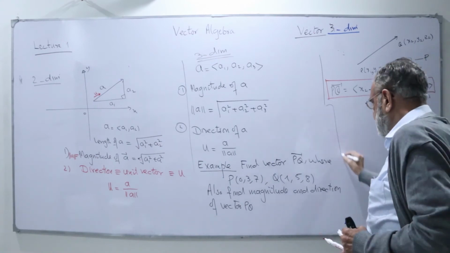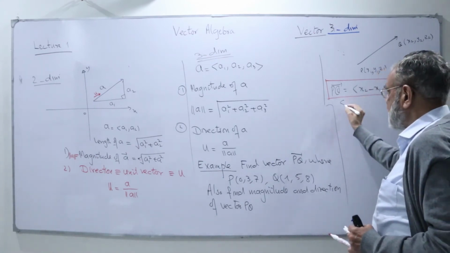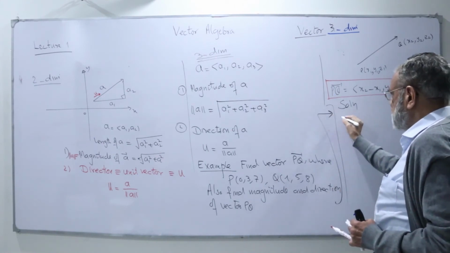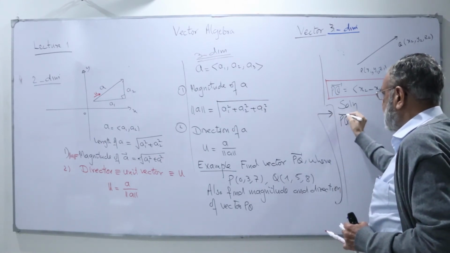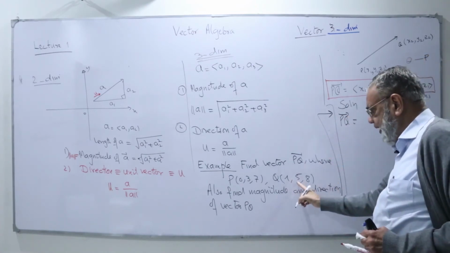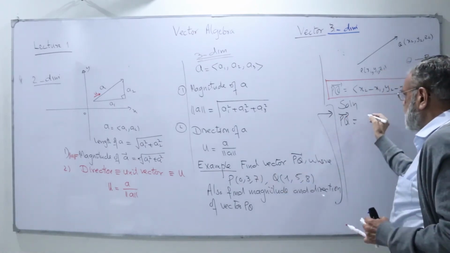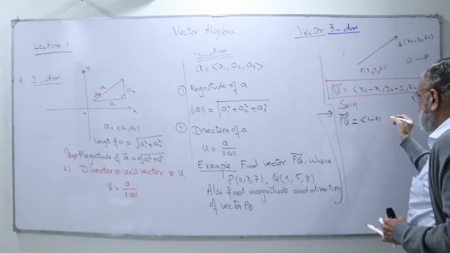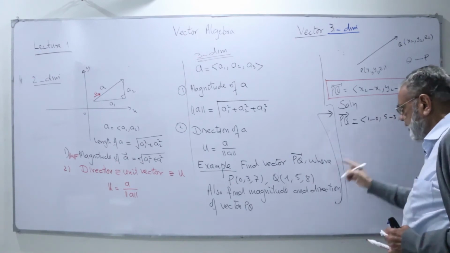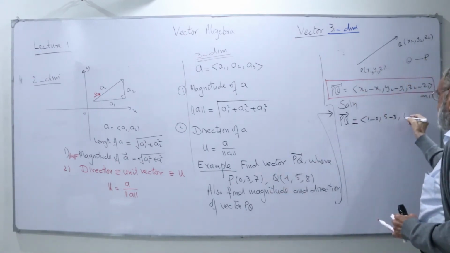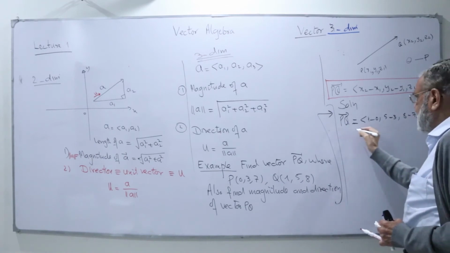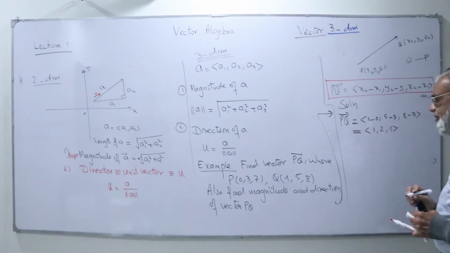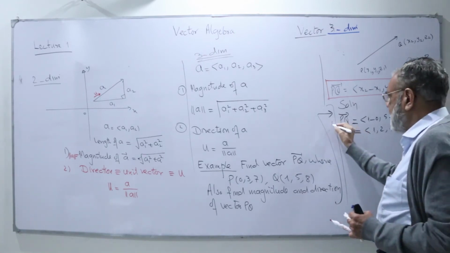Here is the solution. What is our PQ? It is X2 minus X1, Y2 minus Y1, Z2 minus Z1: 1 minus 0, 5 minus 3, 8 minus 7. What do we get here? We get 1, 2, and 1. So that's my vector.